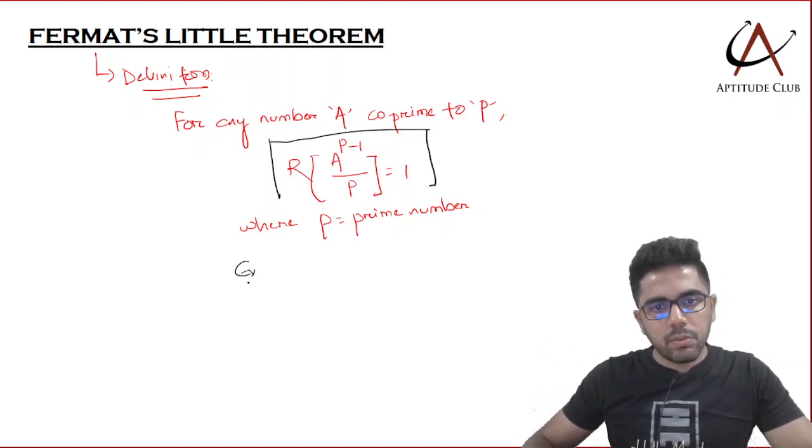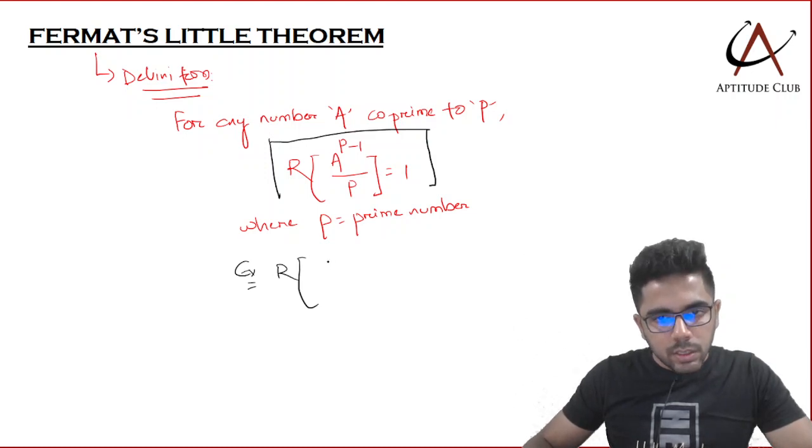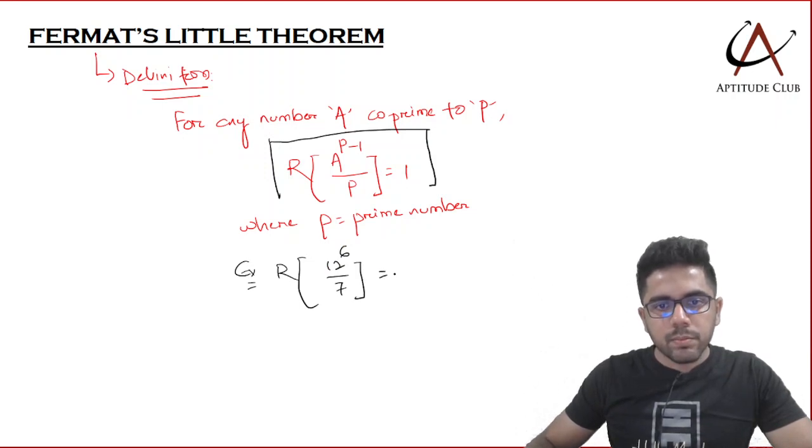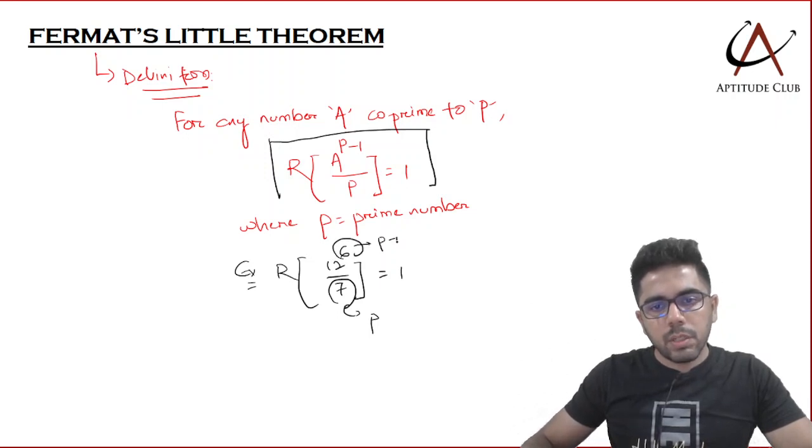A simple example would be this: the remainder of, let us say, 12 to the power 6 divided by 7. The remainder is 1, because this is the prime number p and 6 is in the form p minus 1, and 12 and 7 are co-prime.